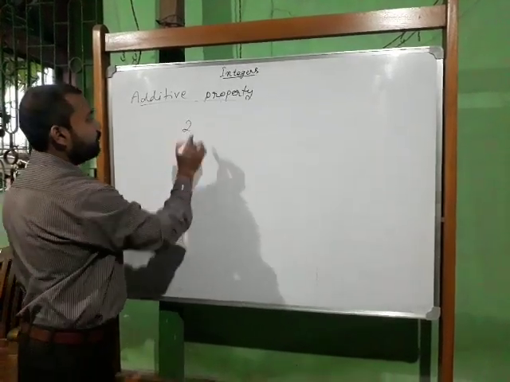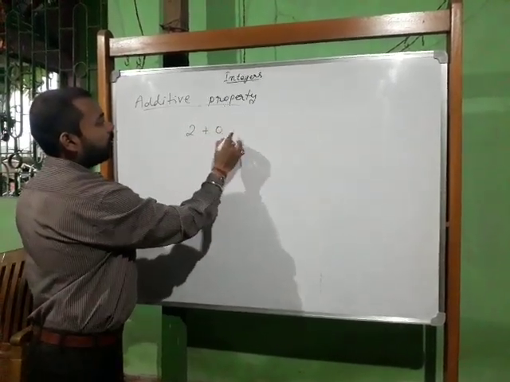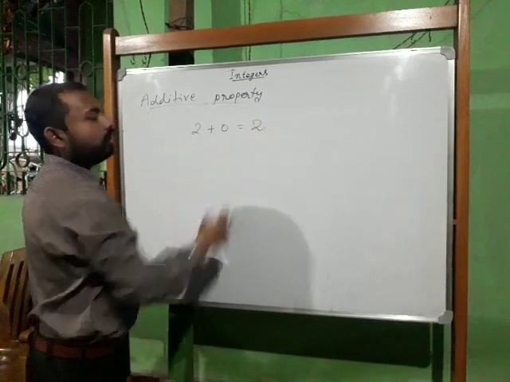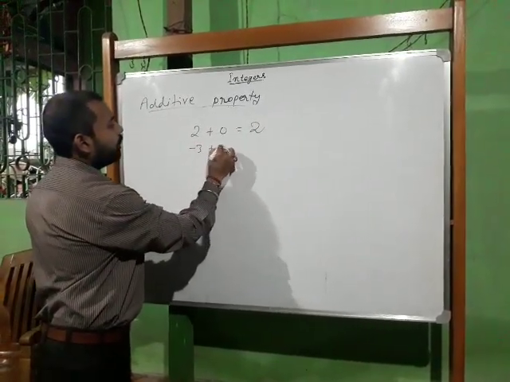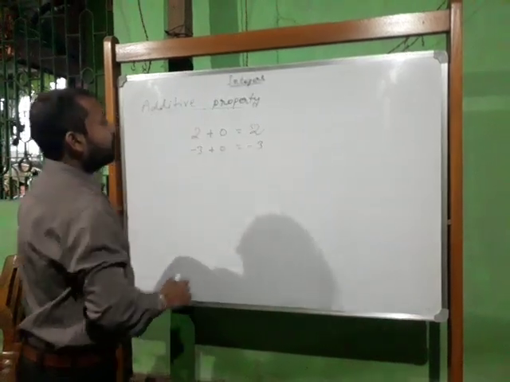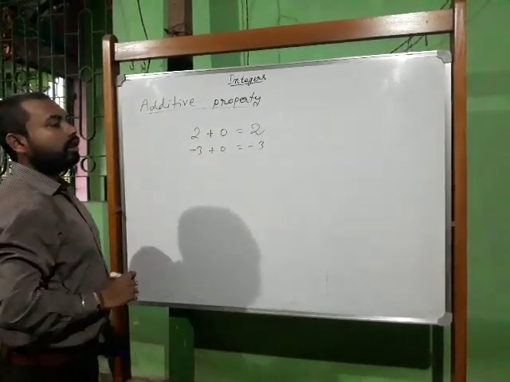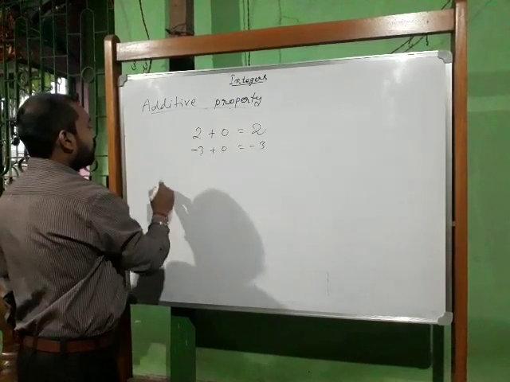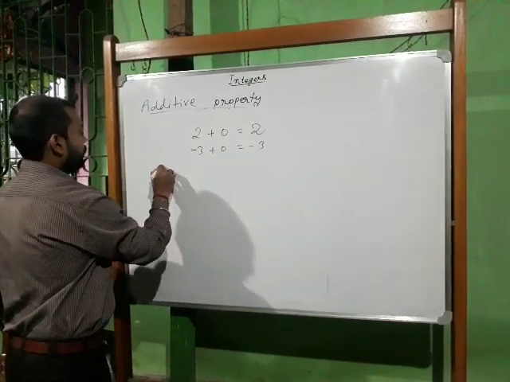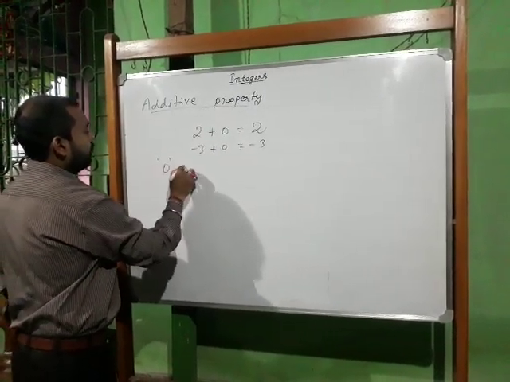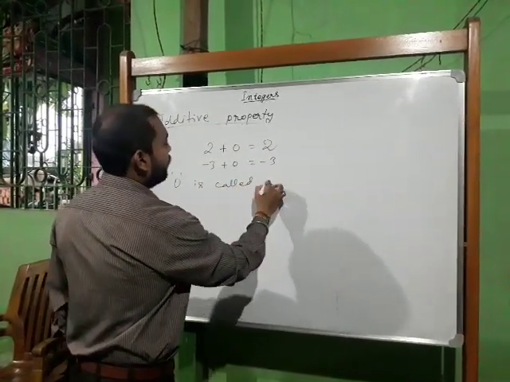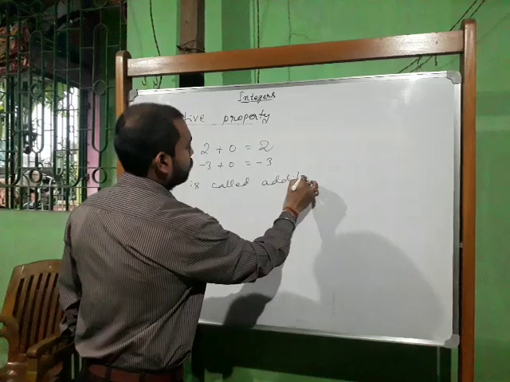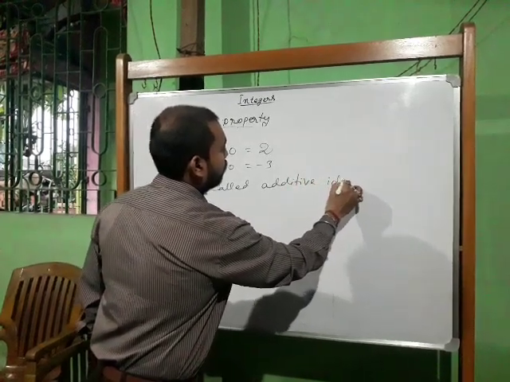Suppose 2 is an integer. If we add 0, the answer will be 2 only. That is, the value remains the same. Similar case, minus 3 added with 0, the answer will be minus 3. So here 0 is called the additive identity.